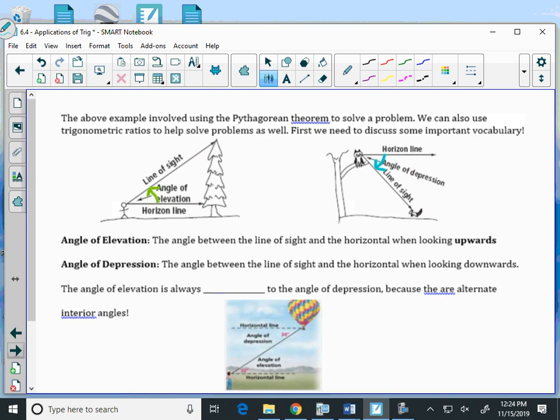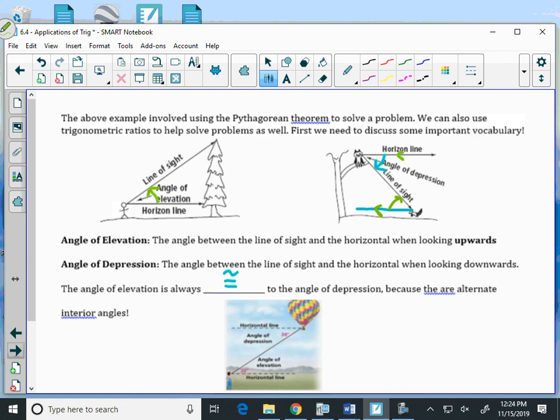The angle of elevation is always congruent to the angle of depression because they're alternate interior angles. Well, think about it, if we look here at this diagram with the owl looking down at the squirrel, the squirrel is sharing that line of sight and looking up at the owl. So whenever you have a line of sight, there's always that imaginary horizontal line. You notice these horizontal lines are parallel to each other. So this angle, the angle of depression, and this angle, the angle of elevation, are going to be the same.